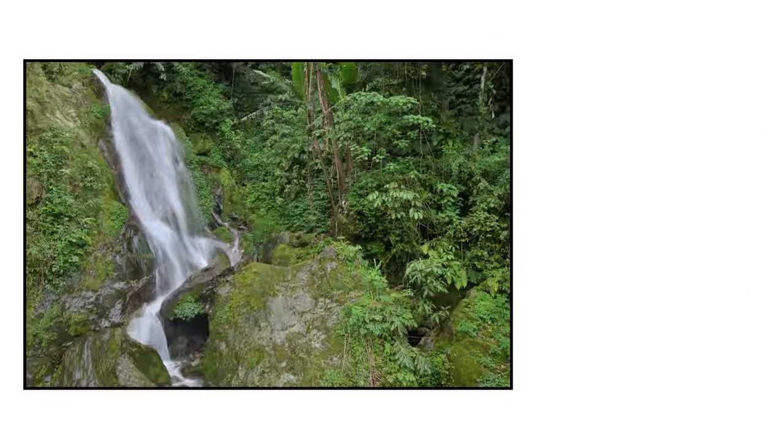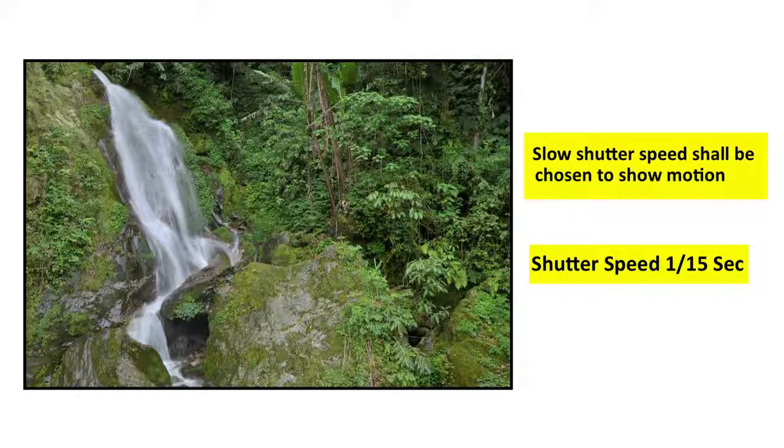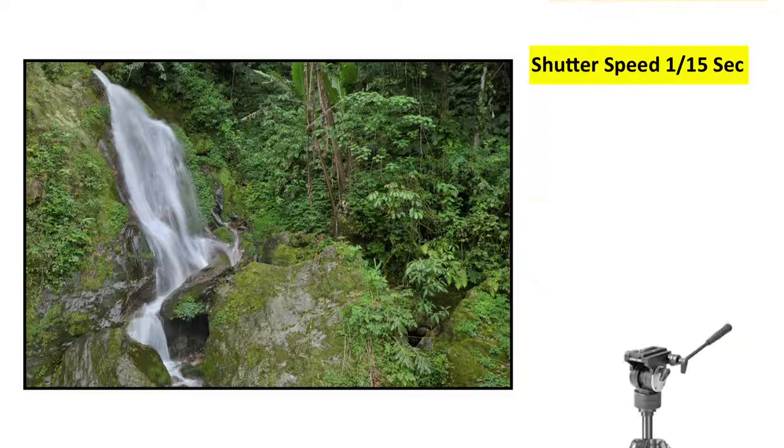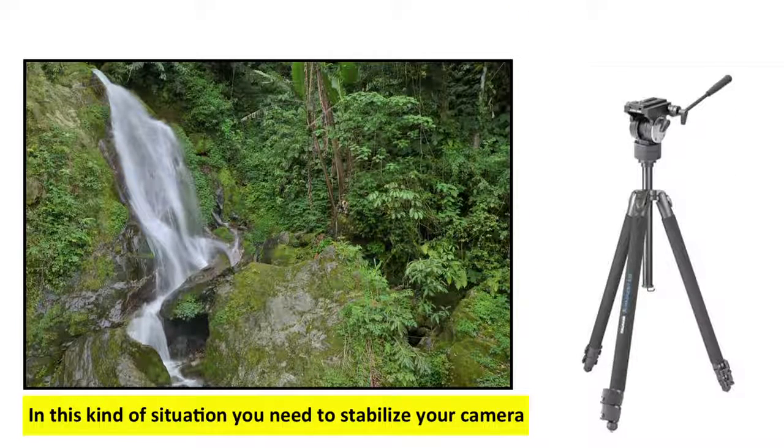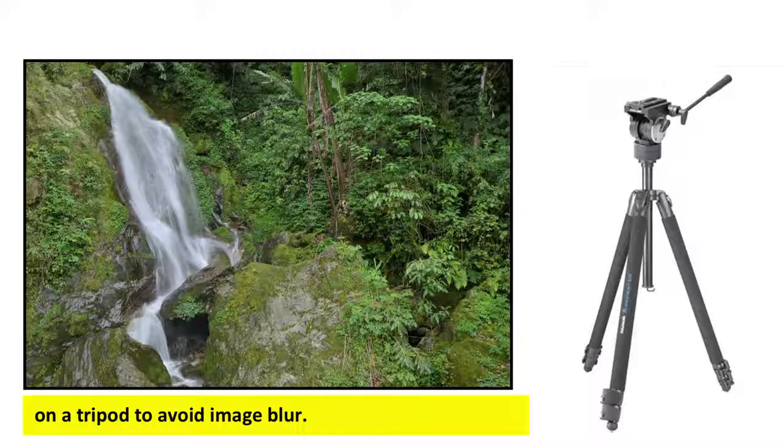Here is one more example of slow shutter speed. Now in order to show a milky effect or a flowing effect on a waterfall, you need to use a slow shutter speed. Here we have used 1/15th of a second shutter speed to show this effect. Now always remember, in this kind of situation, you need to stabilize your camera or mount the camera on a tripod in order to avoid image blur.